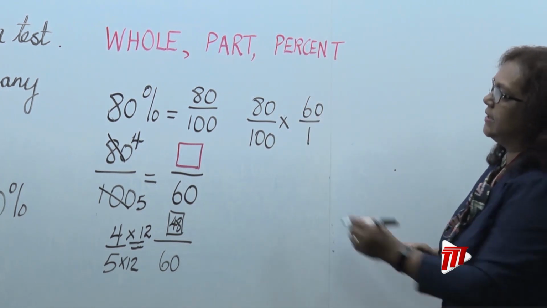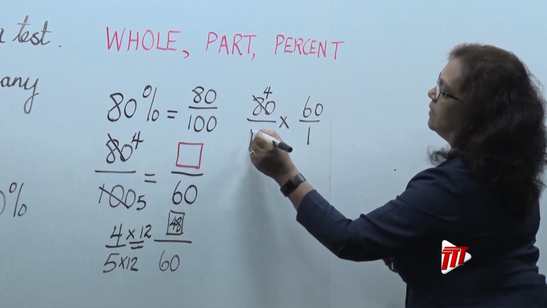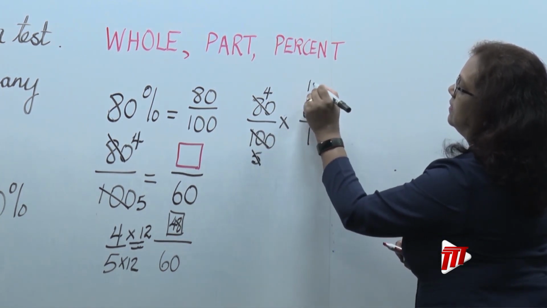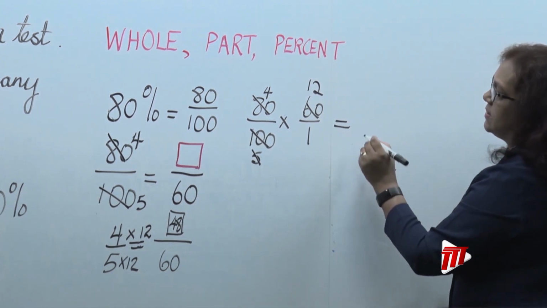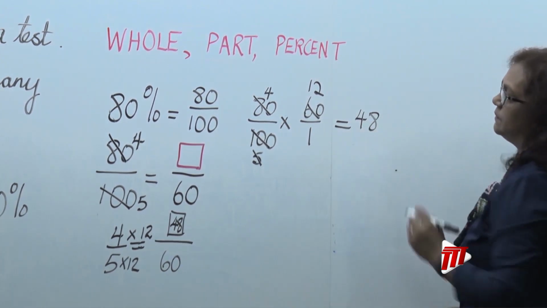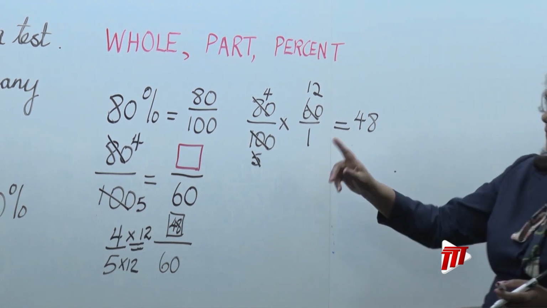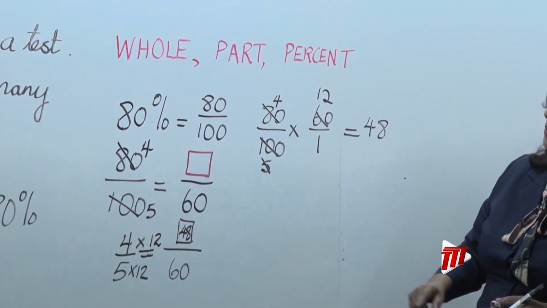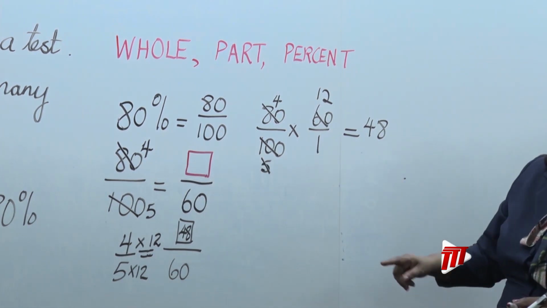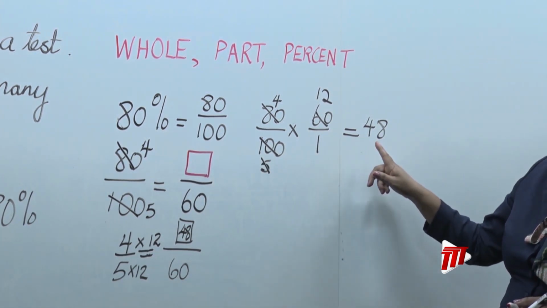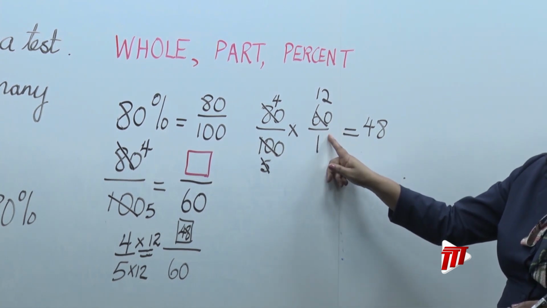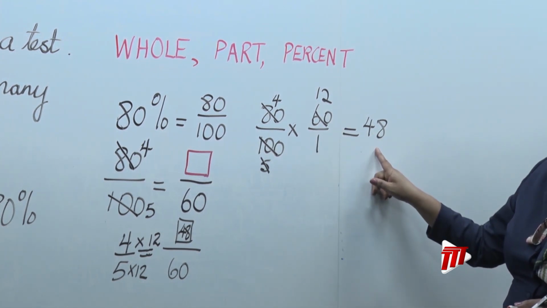And when we calculate this, we are going to get our answer, which is 48. So there are both ways we can work it. We can simply use the equivalent fraction, or as we are accustomed, we can find the 80%, multiply by the whole, and then get the part.